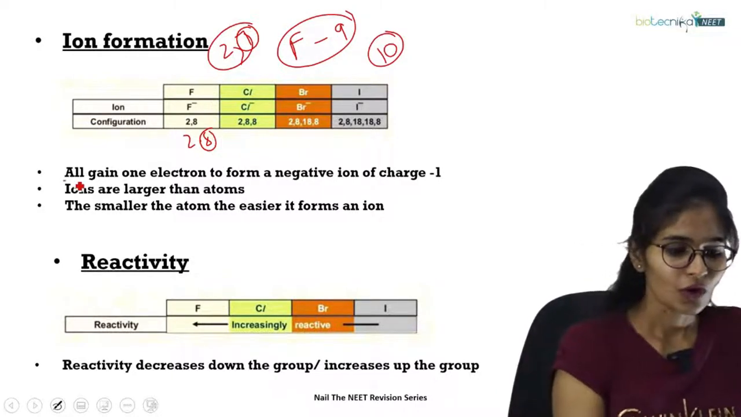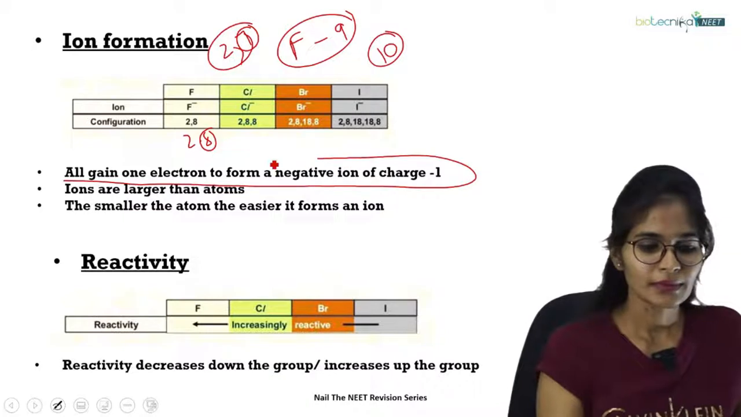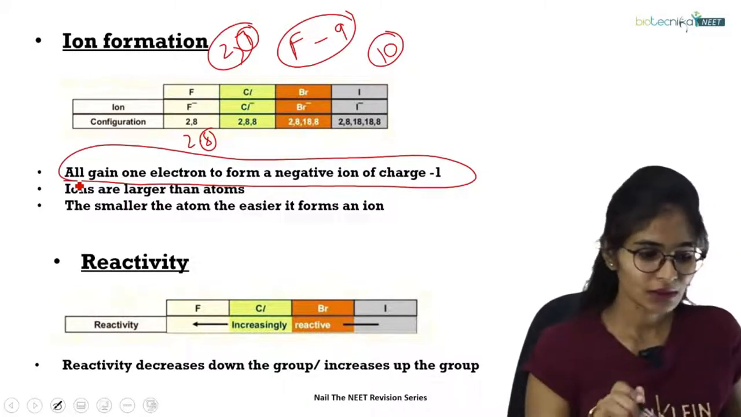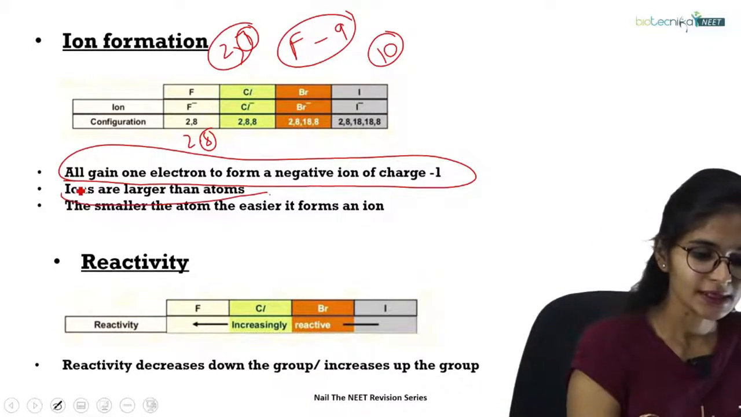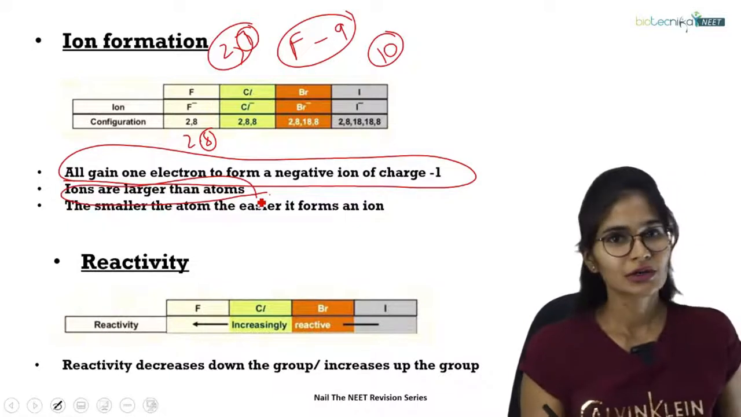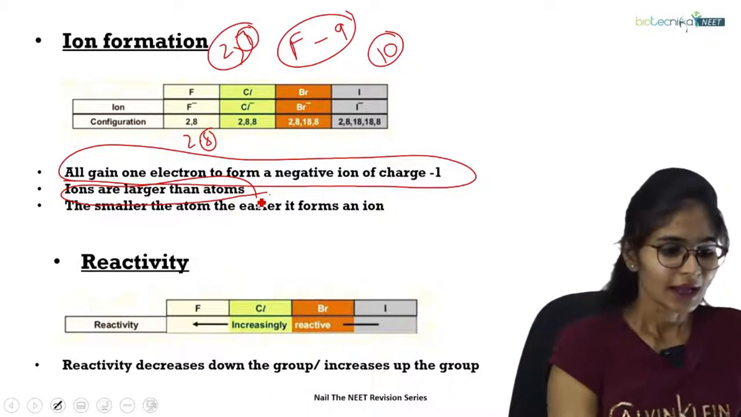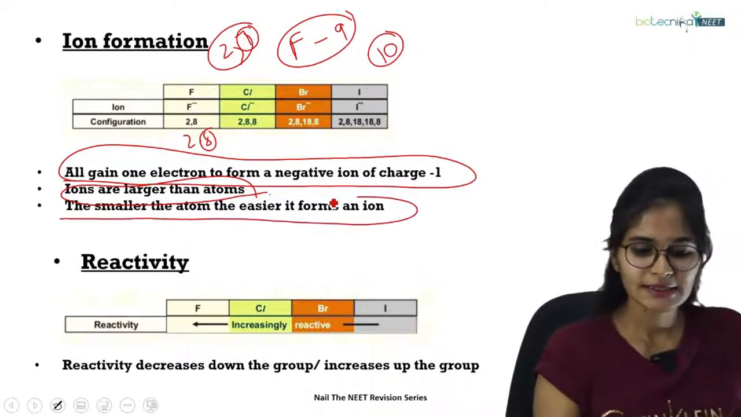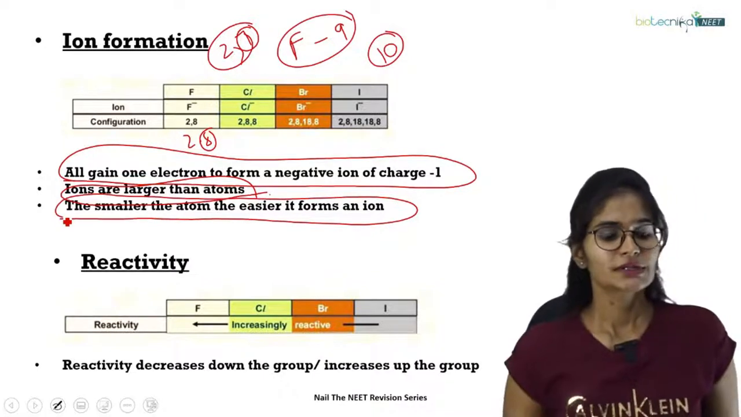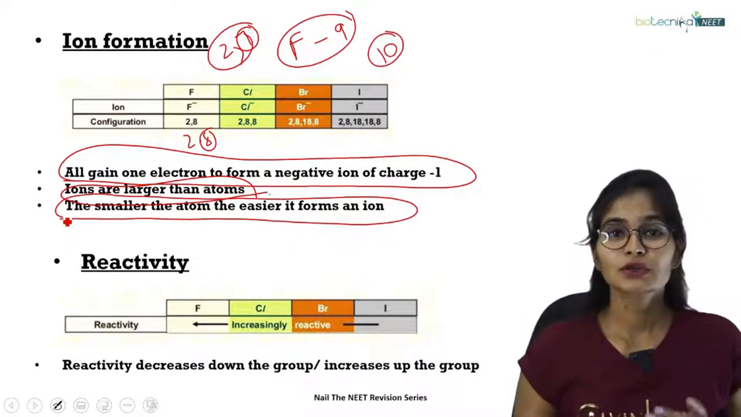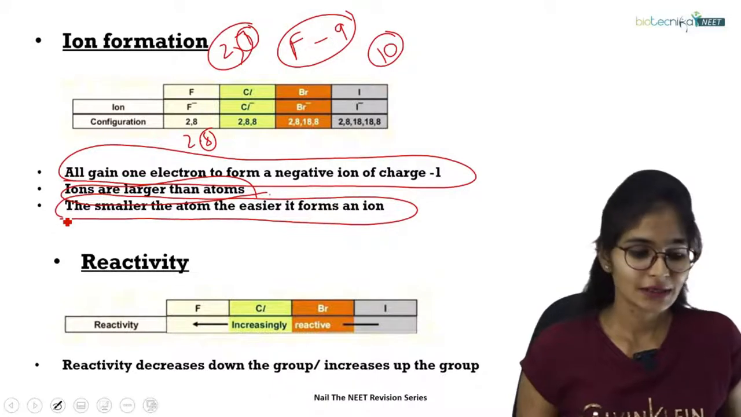Overall, all gain one electron to form a negative ion of charge -1, and ions are always larger than atoms. We already concluded this in the periodic trends part. And the smaller the atom, the easier it forms an ion. So this is what we can say with respect to ion formation in group 17 elements.